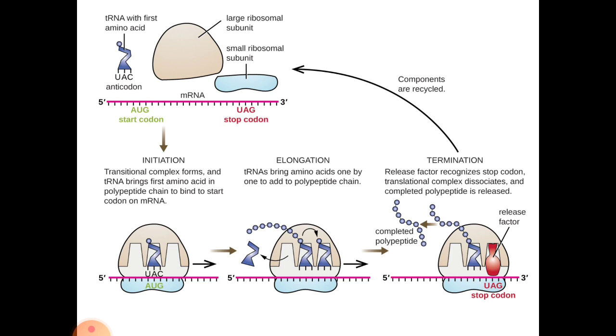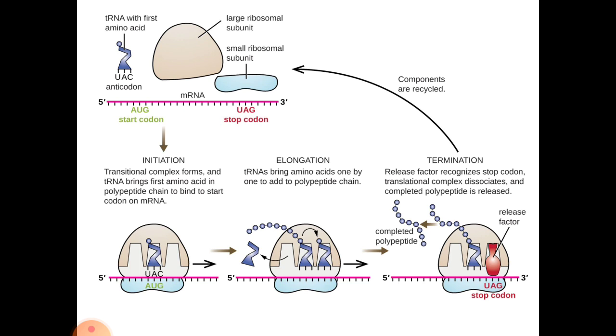In the picture we can see the initiation stage, where before initiation the tRNA with first amino acid, the largest ribosomal subunit, that is 50S subunit, and the smallest ribosomal subunit 30S subunit are shown. The largest subunit and the small subunits of the ribosomes are not bound with each other before initiation.